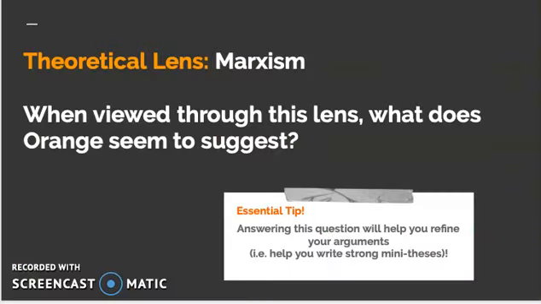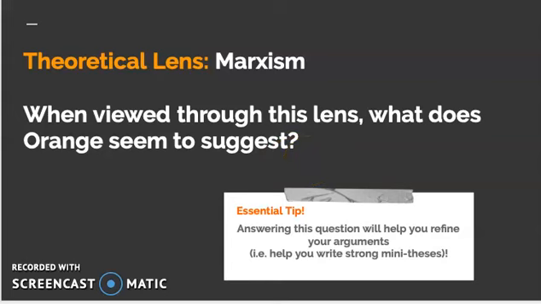Our final way that we could look at the text is through a theoretical lens. And so Marxism might be a lens you'd like to use to look at the novel. And again, ask that so what question. So when we view it through that lens, what does Orange seem to suggest? And by the way, just a really quick note, Orange wouldn't be applying this lens. We would be applying the lens to Orange's text. So if you do use a theoretical lens, make sure that you don't say that the author is applying the lens, because again, the author isn't doing this. It's the readers who are doing this.